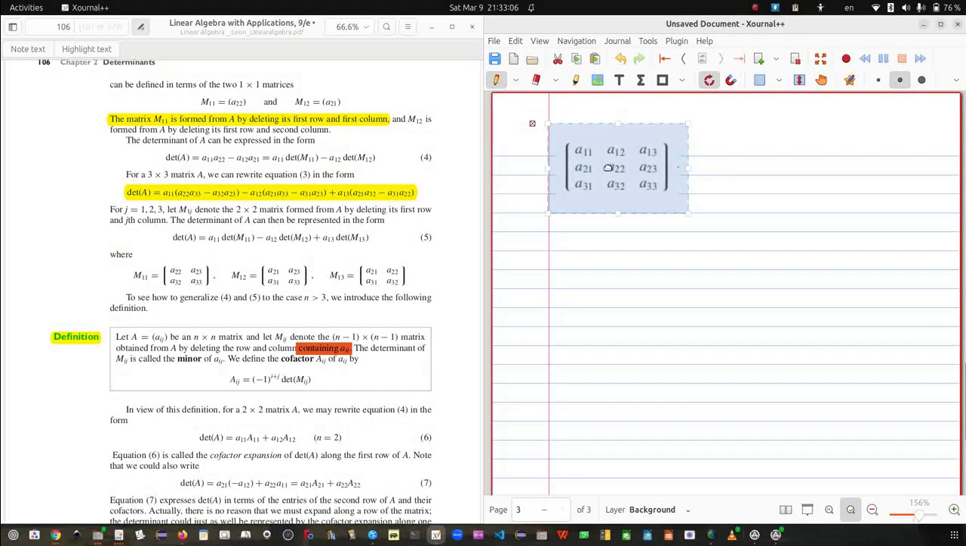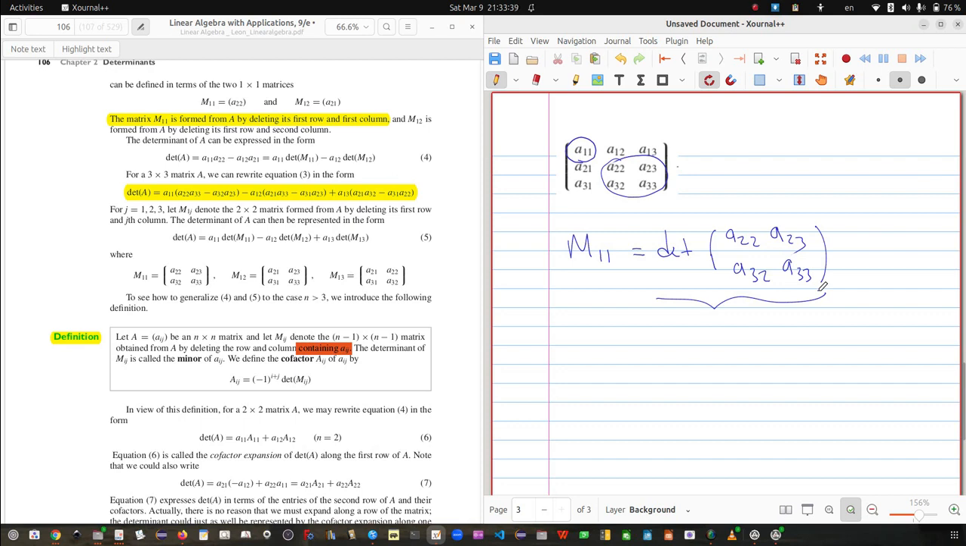Let's go back to here and say we talk about the minor of A11. Minor of A11 is M11, which is equal to the determinant of this part: A22, A23, A32, A33. This is the minor. And that's equal to A22 times A33 minus A32 times A23.